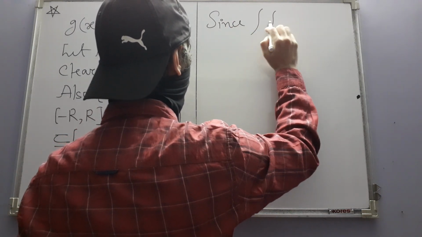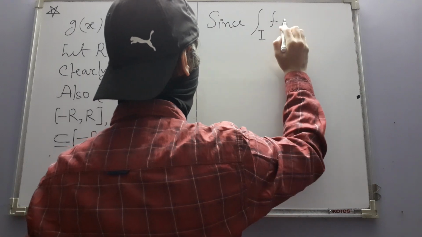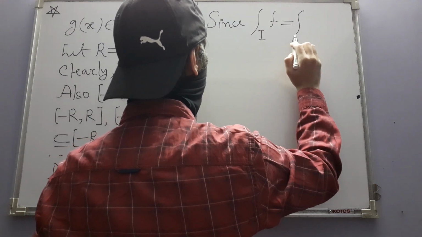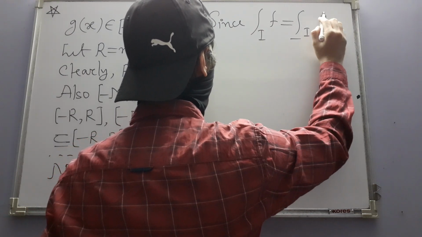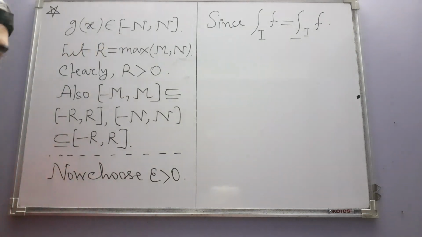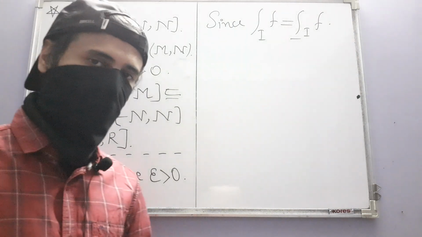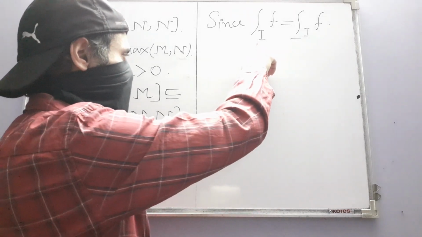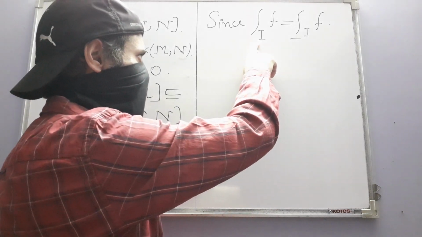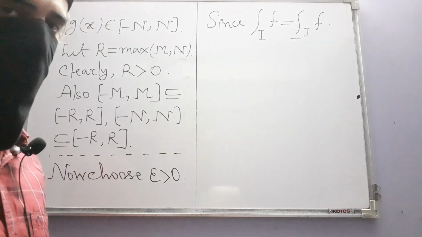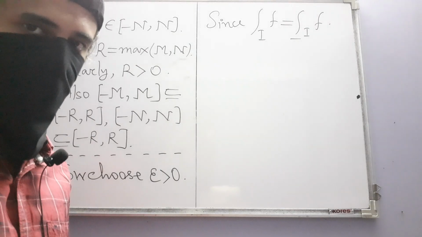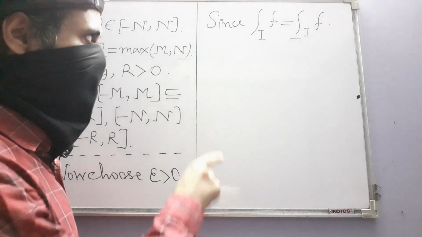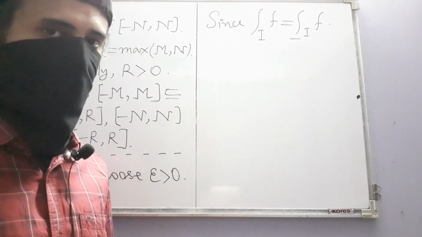Okay, next what the author does, the author writes this: since the integral of f over I is equal to the lower integral of f over I. It's given that f is Riemann integrable over I. So the integral of f by definition is equal to the lower integral of f. It's actually also equal to the upper integral of f. They are in fact equal. But let's concentrate on the lower integral for now.